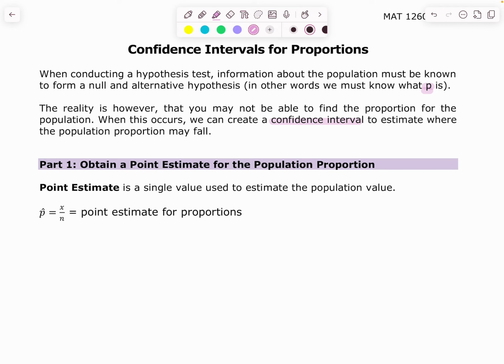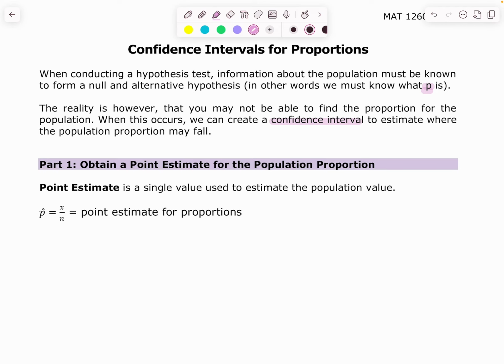So it's not going to give us quite as definite of an answer as the hypothesis test in terms of this is right, this is wrong, sort of an answer. But what it's going to do is say, okay, well, we don't know where P is for sure, but we know it's somewhere between these two numbers.